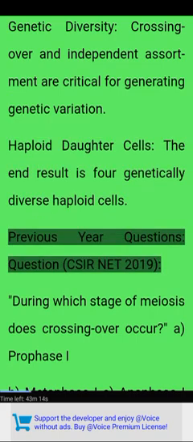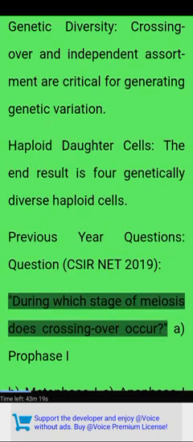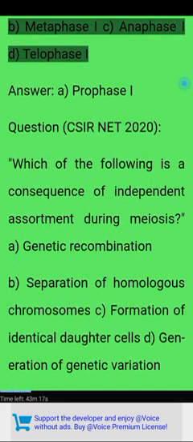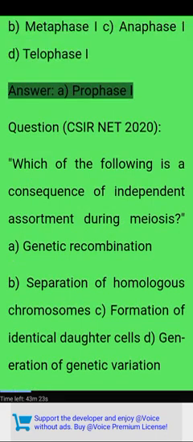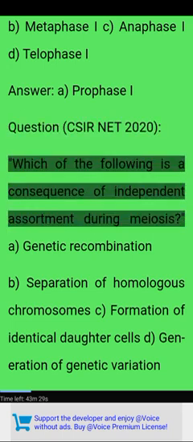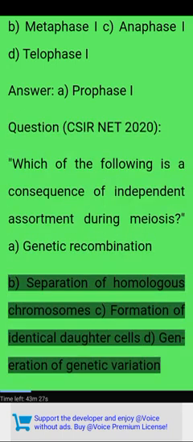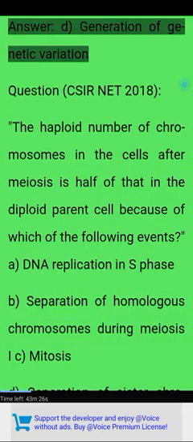Previous year questions. Question, CSIR NET 2019. During which stage of meiosis does crossing over occur? A, prophase I. B, metaphase I. C, anaphase I. D, telophase I. Answer. A, prophase I. Question, CSIR NET 2020. Which of the following is a consequence of independent assortment during meiosis? A, genetic recombination. B, separation of homologous chromosomes. C, formation of identical daughter cells. D, generation of genetic variation. Answer. D, generation of genetic variation.